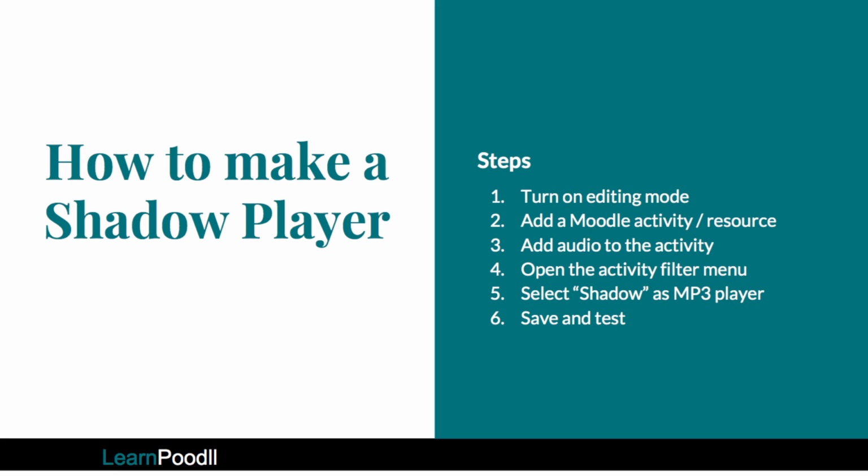As a preview of what we're going to do, we're first going to turn on our editing mode. Then we're going to add a Moodle activity to the course, and we'll add an audio file to that activity so we have something to base the shadow player on. Then we'll save that, go to the activity filter menu, and from there we'll select the shadow player as the MP3 player for that activity. And then when we go back and look at the page, we'll see that the audio file we created has been loaded into the shadow player.